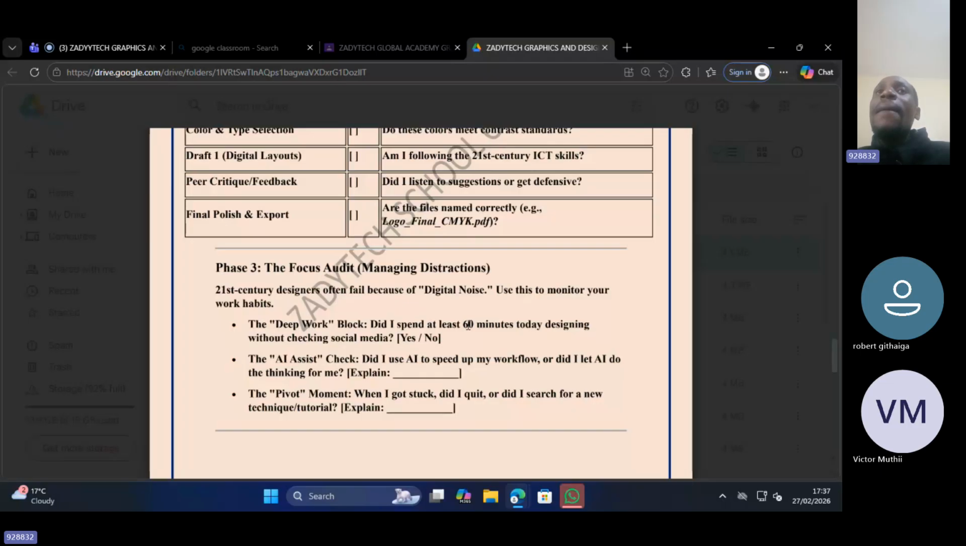Make sure that in this 21st century economy, you don't lose your focus, even in the digital platforms. Make sure that you are very firm. If you are designing, make sure that you are working on your design. If it is free time for you to go online for leisure or for a refresher, do it. But don't be controlled by social media digital noise. Use this to monitor your work habits.